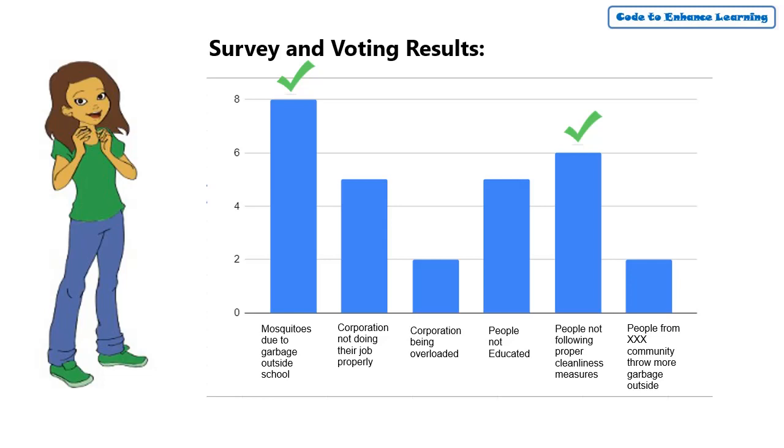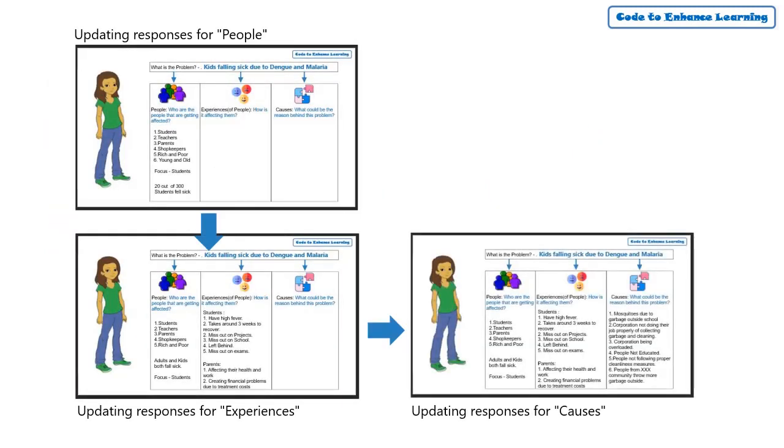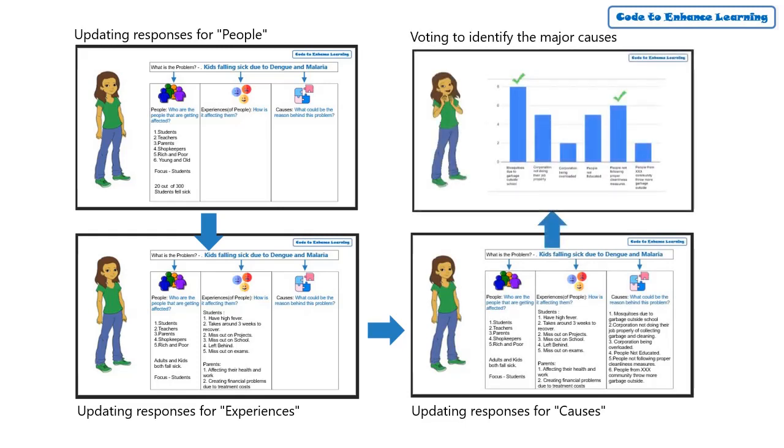With this, we have reached the end of the episode. Let's do a quick recap of what we did. Step by step, we updated data collected in the graphic organizer. We then decided to focus on the major causes and voted to choose those causes based on majority.